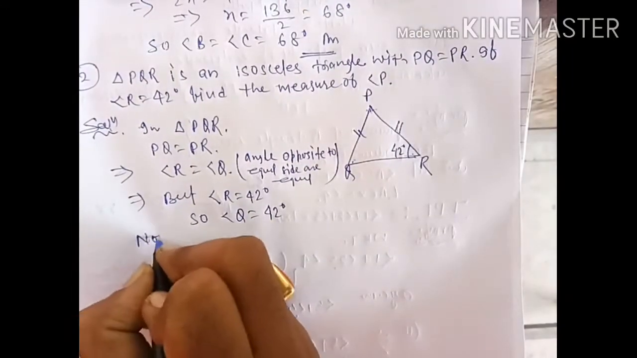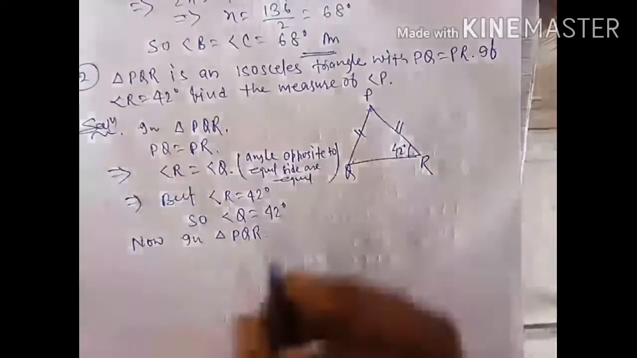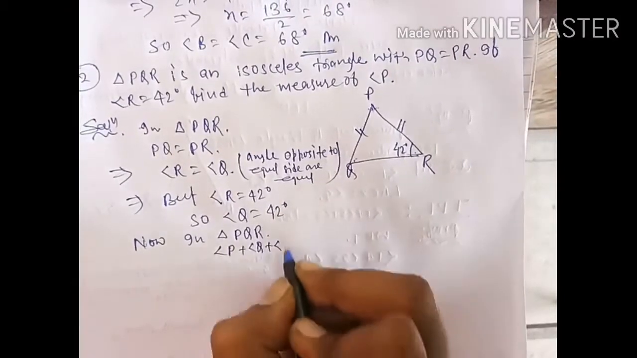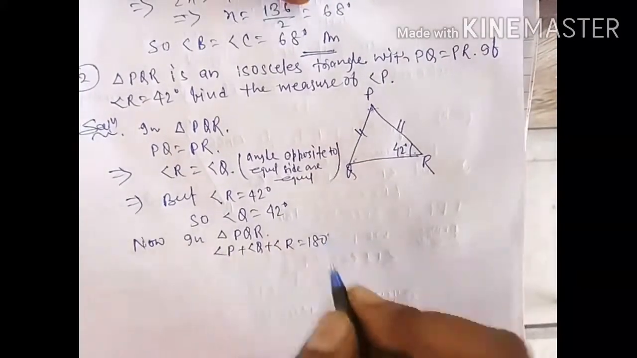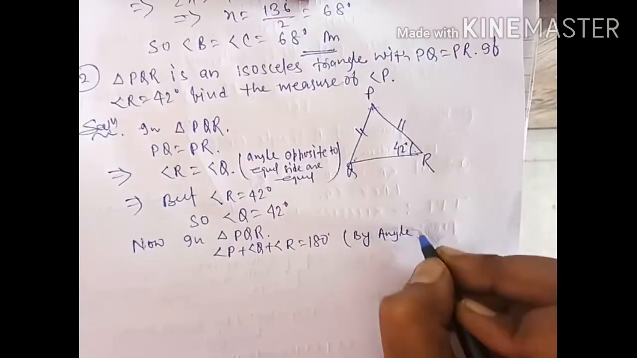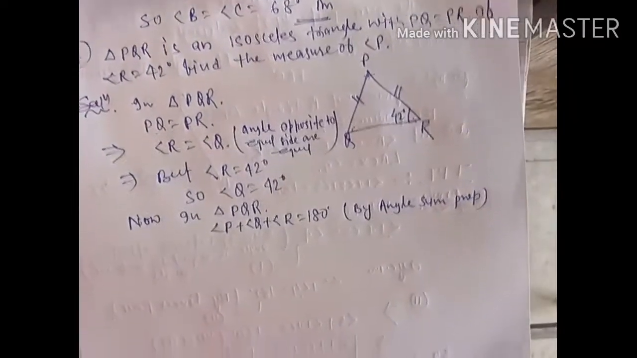Now in triangle PQR, angle P plus angle Q plus angle R is equal to 180 degree. By which property? By angle sum property.